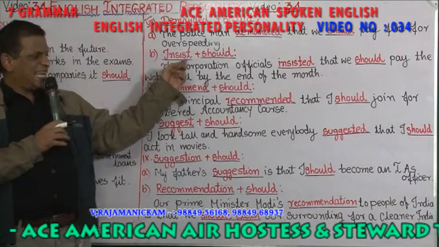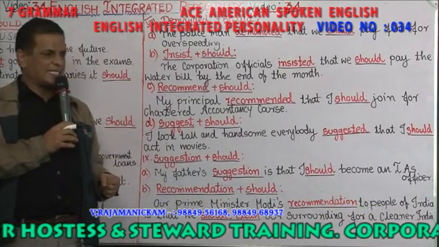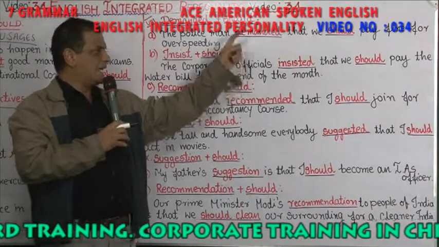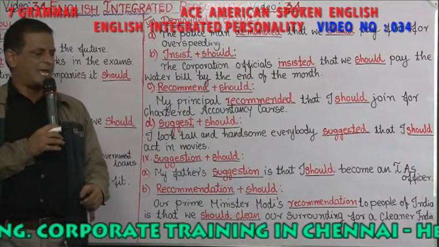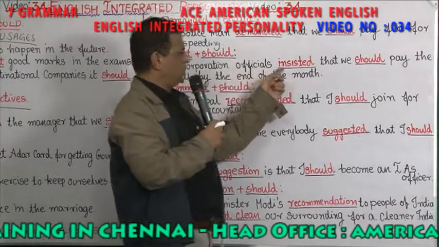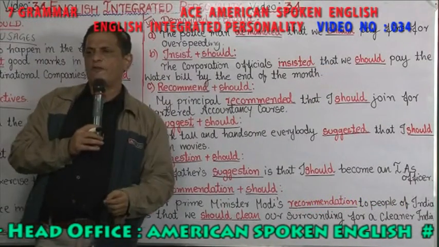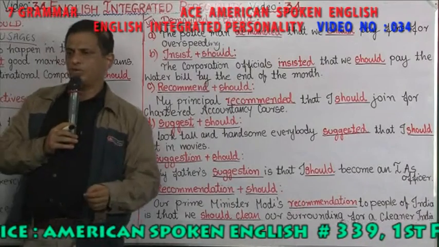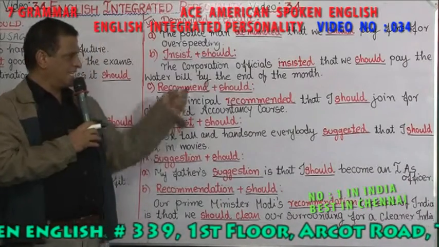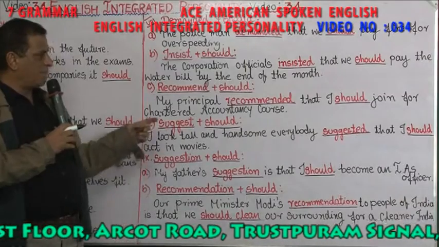And coming to insist plus should. What do you mean by insist? You are compelling. That is called insistence. Insisted comes as a verb. The corporation officials insisted that we should pay the water bill by the end of this month. So the municipality or the corporation authorities demanded or insisted that we should pay the water bill by the end of the month.